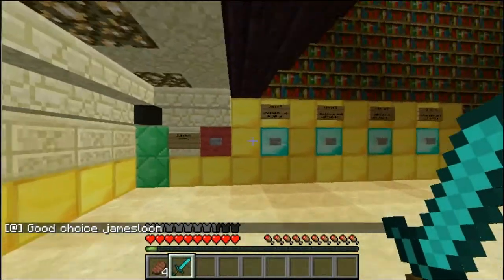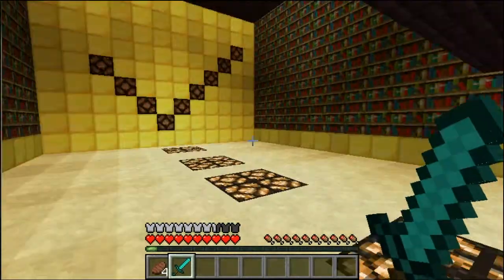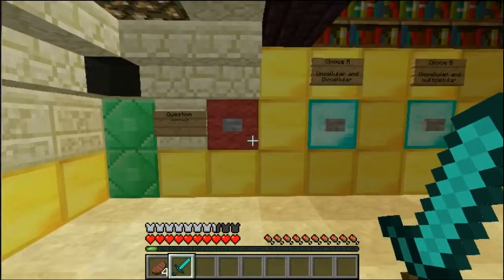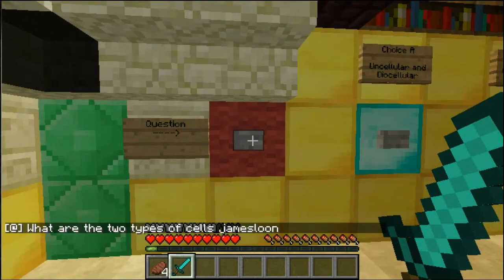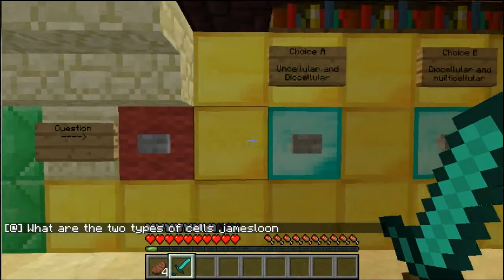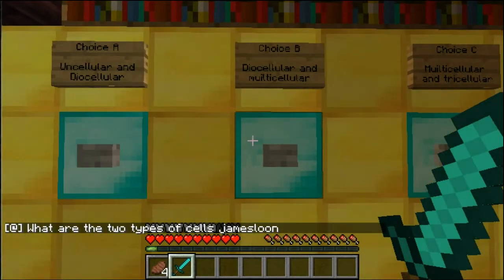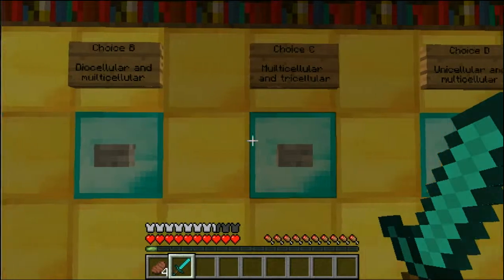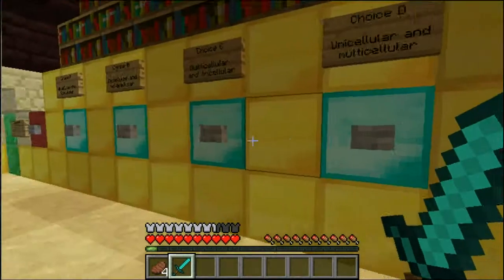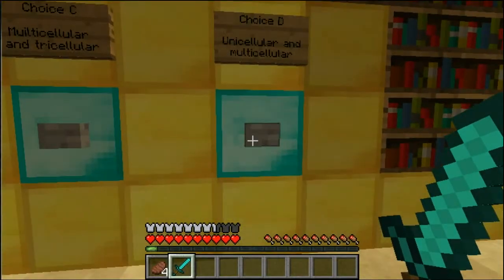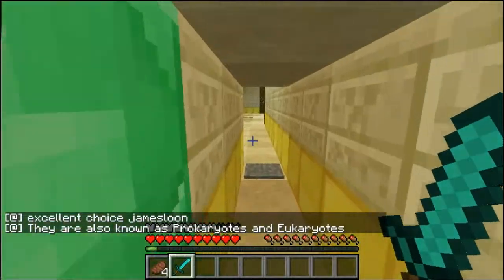Alright, so there's different rooms, as you probably noticed. As you go through, the rooms get a little bit more complex, and also the questions get a little bit harder. So, question 2, what are the two types of cells? Choice A, unicellular and diocellular. Choice B, unicellular and multicellular. Choice C, multicellular and tricellular. And choice D, unicellular and multicellular. It is choice D, I believe. Yes, and they are also known as prokaryotes and eukaryotes.